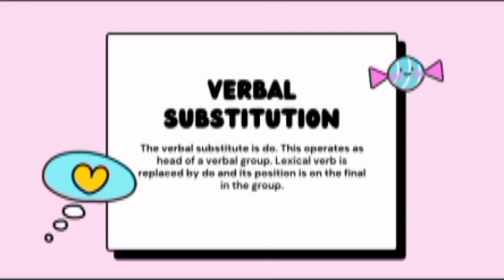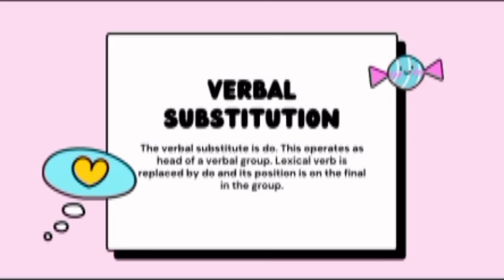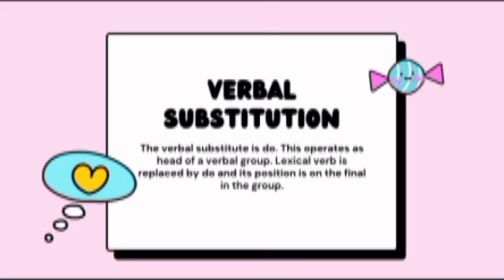Verbal substitution. The verbal substitute is do. This operates as head of a verbal group. The lexical verb is replaced by do, and its position is final in the group. Example from Alice: the words did not come the same as they used to do. It can also substitute for a verb plus certain other elements in the clause. Example: I don't know the meaning of half those long words, and what's more, I don't believe you do either.